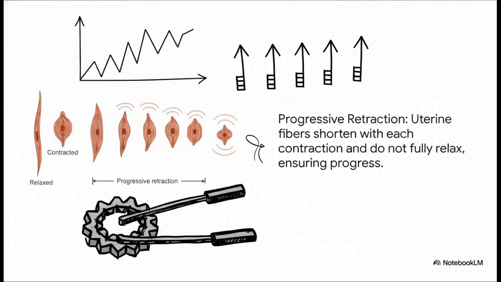Now, this is something really special about the uterine muscle. It has this incredible property called retraction. So unlike, say, your bicep, which contracts and then relaxes all the way back, the muscle fibers in the uterus get a little bit shorter and thicker with every single contraction. It's kind of like a ratchet, you know? It clicks forward and it doesn't slide back. This makes sure every contraction makes real progress.